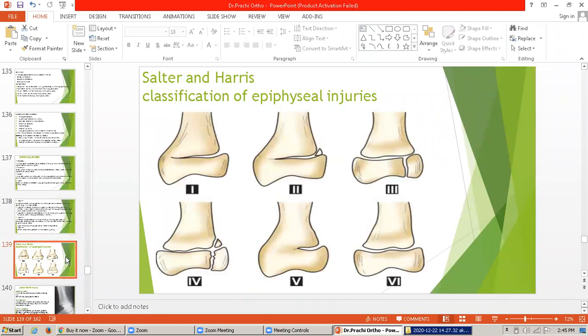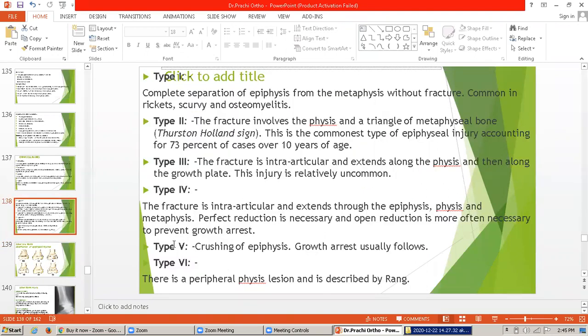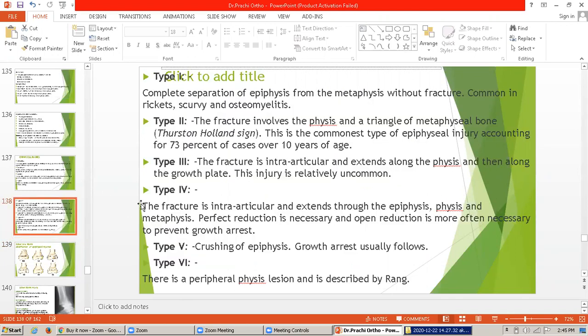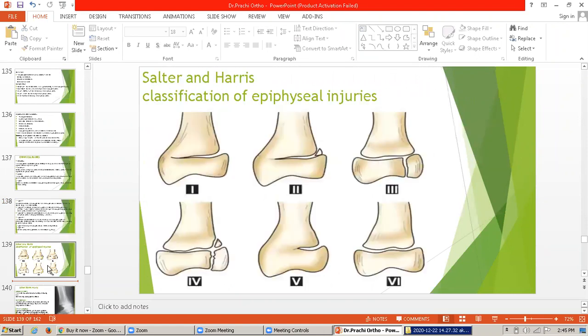Then third, that is, the fracture is intra-articular and extends along the physis and then along the growth plate. So in that case, the fracture is commonly present up to the growth plate. So this is the third type of the classification. Then this is the fourth. That is, the fracture is intra-articular and extends to the epiphysis, physis and metaphysis. So in that case, it involves the epiphysis, metaphysis, physis and the growth plate.